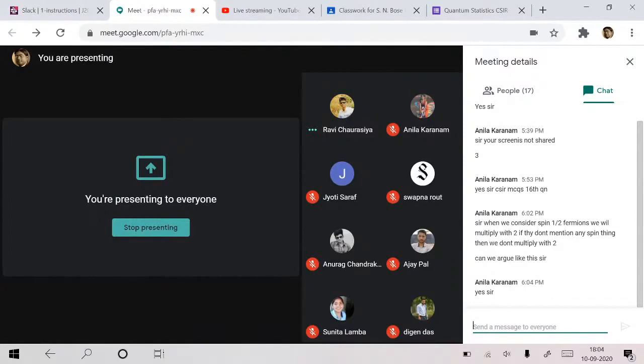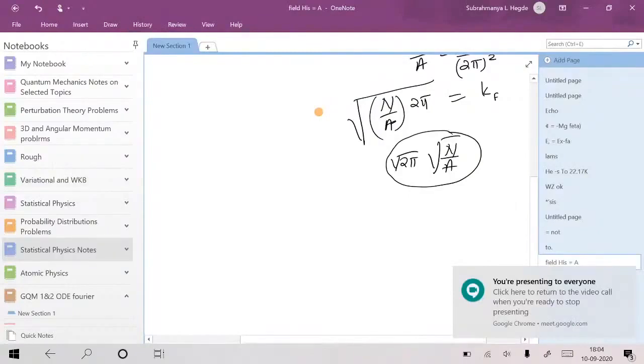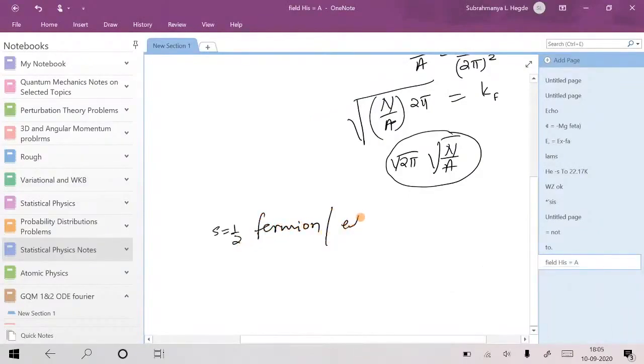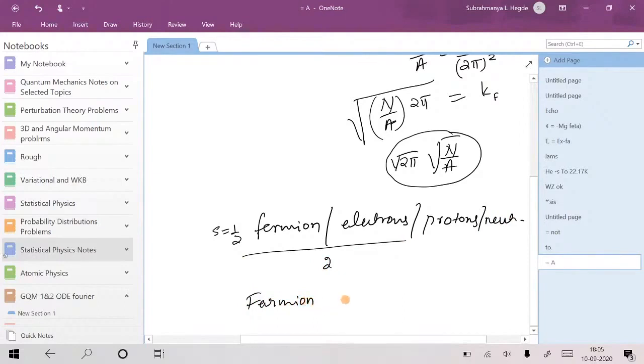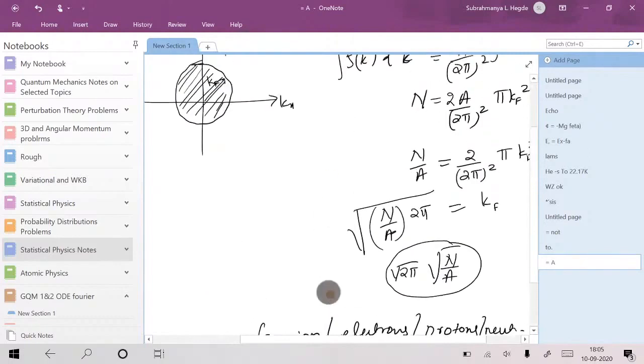I think I mentioned this one in class also. If they mention spin half fermion, or if they mention electrons, or protons, or neutrons, you should know that electron, proton, neutron have got spin half. You should take spin degeneracy factor 2. If they mention only fermion without mentioning whether it is spin half fermion or spin 3 by 2 fermion, then you should not take any factor 2, just like I have taken here 2. Is that clear?